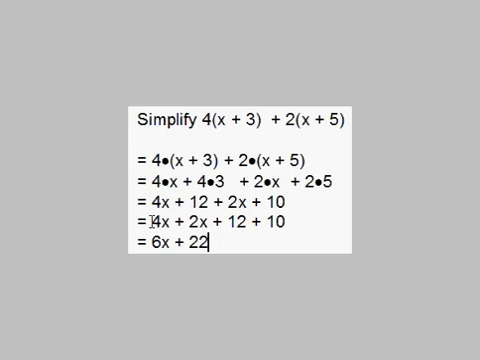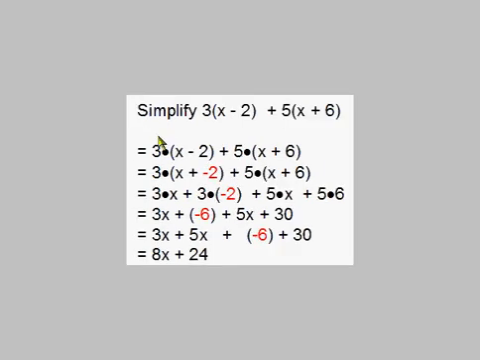Now we can add like terms. 4x's added to 2x's makes 6x's. 12 added to 10 makes 22. So our final simplified answer here is 6x plus 22.